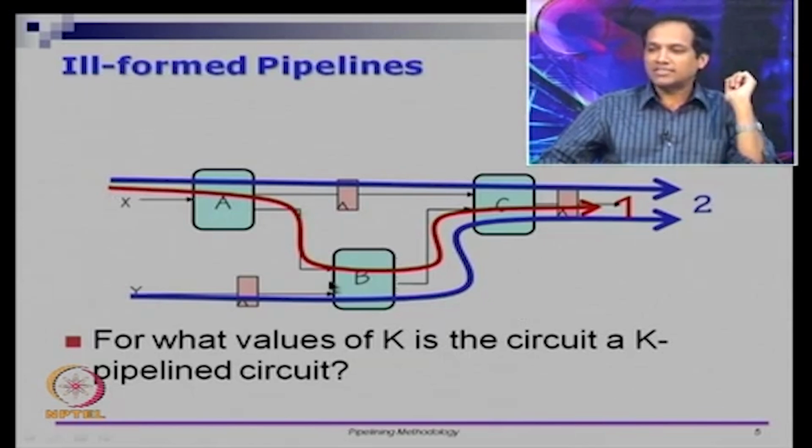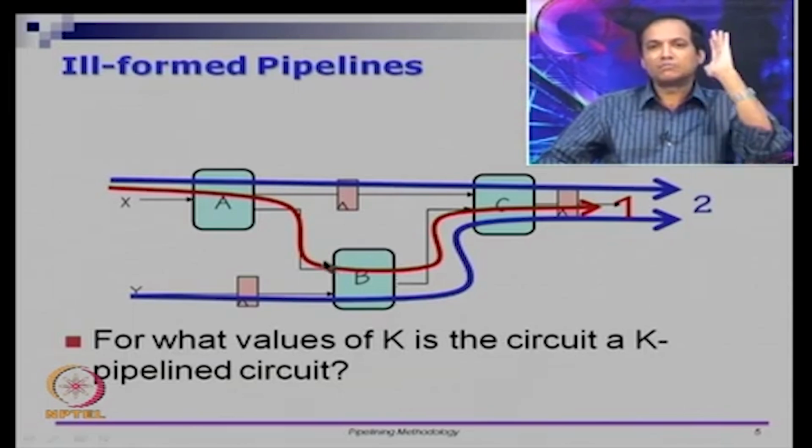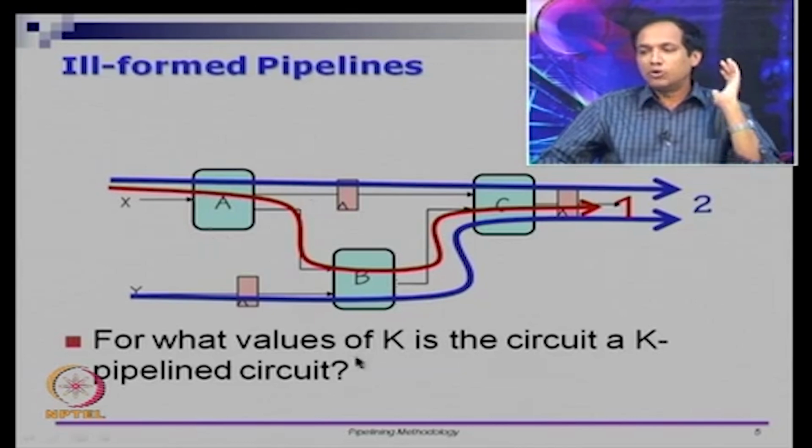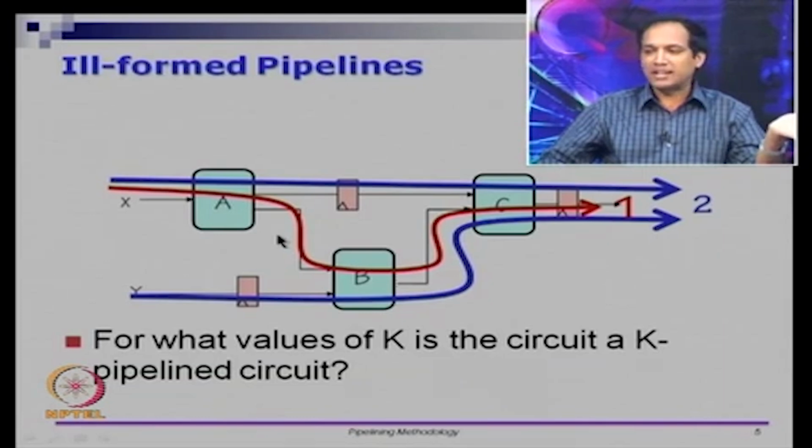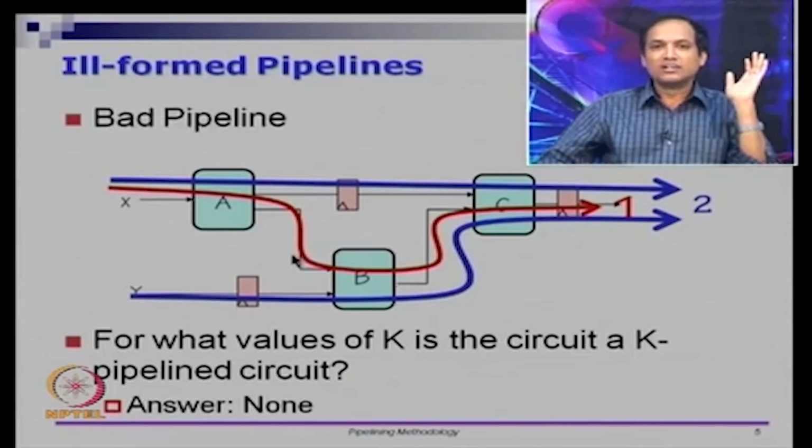However, this red path is going through some combinational logic, some more combinational logic and another combinational logic, and goes through one flip flop. So this is a path which has only one pipeline stage. If you remember the definition of a k pipeline circuit, it says all the paths must have the same number of stages. The blue paths have 2 stages, the red path has 1 stage. We cannot call it a 1 stage pipeline because the blue paths have 2 stages. We cannot call it a 2 stage pipeline because the red one has 1 stage. So this is neither a 1 stage pipeline nor a 2 stage pipeline.